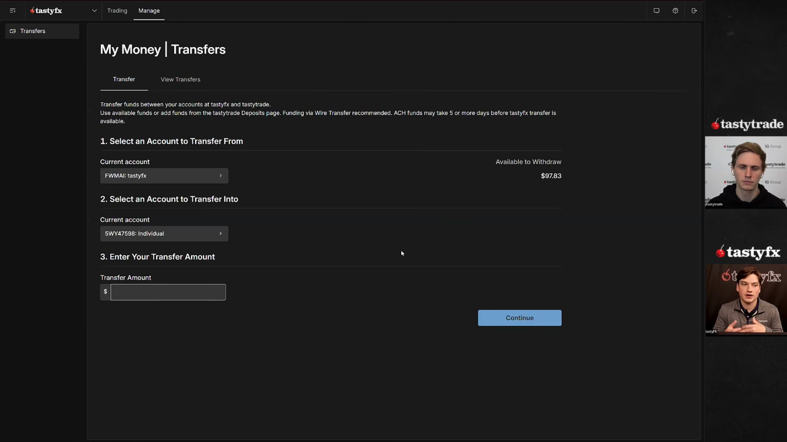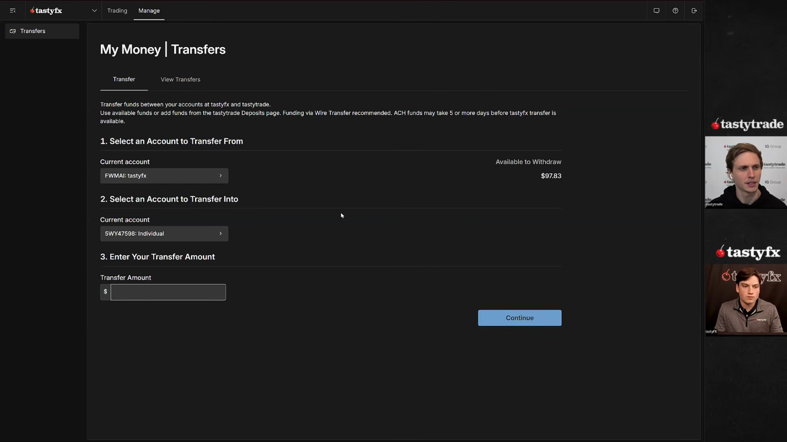Afterwards, it may take until 6 a.m. the following day to fully clear. But if you're trading this during the day, these transfers are lightning quick. It's just a limitation with the banking hours of our clearing firm Apex in terms of getting funds in the afternoon.